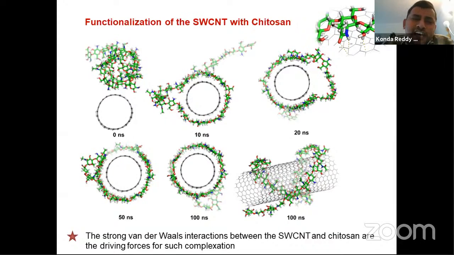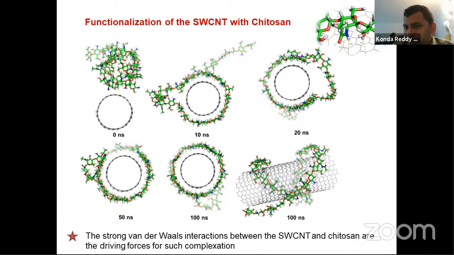So how did we functionalize these carbon nanotubes with chitosan? At 0 nanoseconds, we just placed the two molecules, chitosan and carbon nanotube, side by side. Then slowly we found the chitosan wrapping the nanotube. Around 50 nanoseconds it is almost wrapped, and by 100 nanoseconds it's completely wrapped. I've used this functionalized carbon nanotube for further studies.